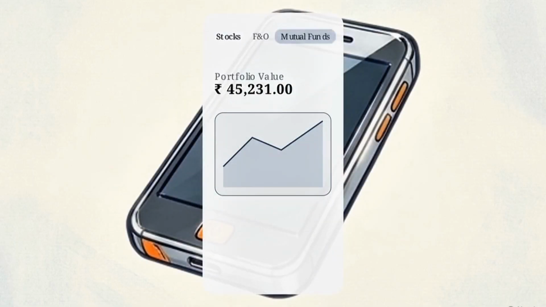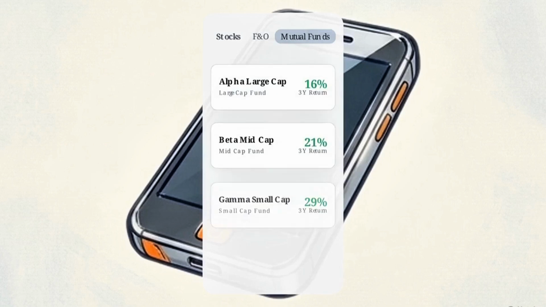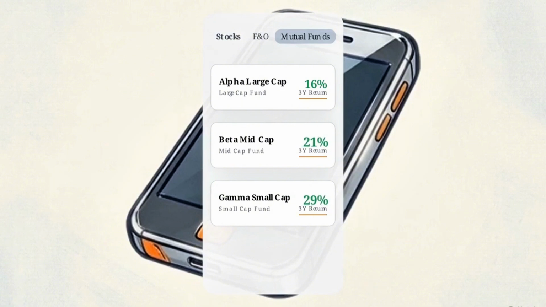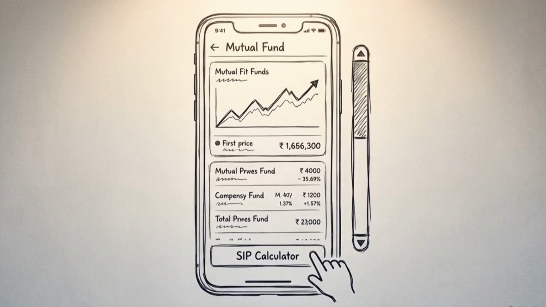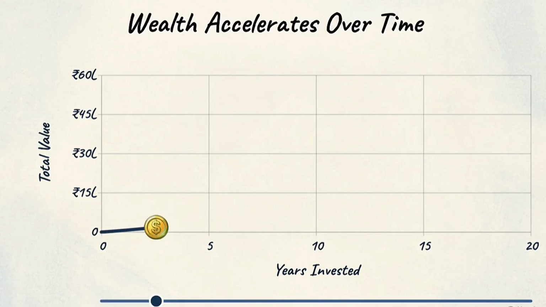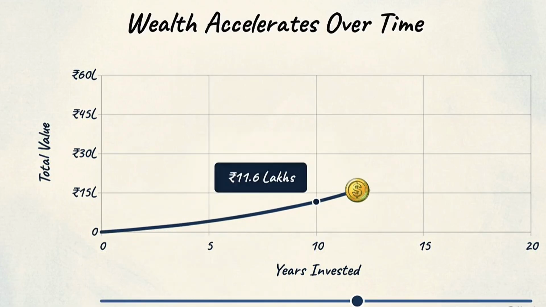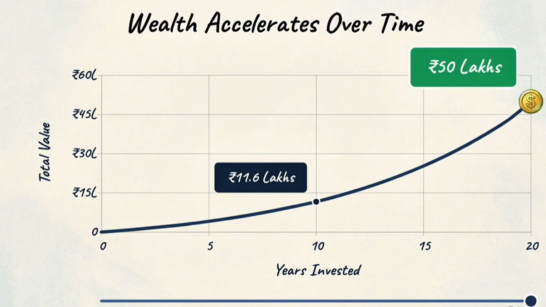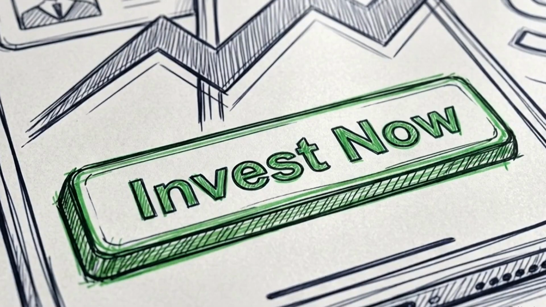Look at the main dashboard of your new account. Tap the Mutual Funds tab at the top. You are now looking at available funds. A good metric to check first is the historical 3-year return percentage, listed next to each fund's name. If you tap into a fund and scroll down, you will find an in-app calculator. You can use this to map out exactly how a specific monthly amount could grow over a set number of years. Once you choose a fund, hit Invest Now.